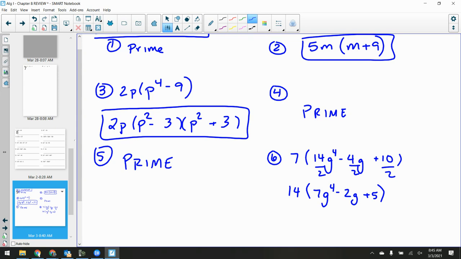No. And here's why. I've got a positive 35. I might be tempted to say 7 times 5, because negative 7 plus positive 5 would get us to negative 2. But what is negative 7 times positive 5? Negative 35, not positive 35. So there's nothing that works there. So that's my final answer. Okay? Questions about that?